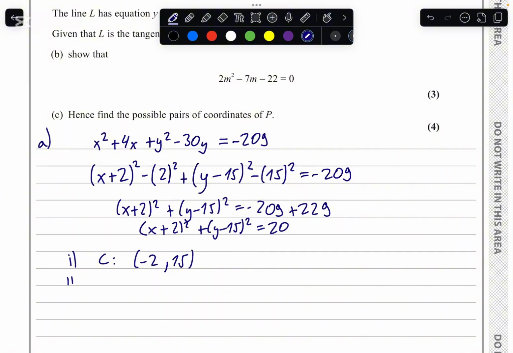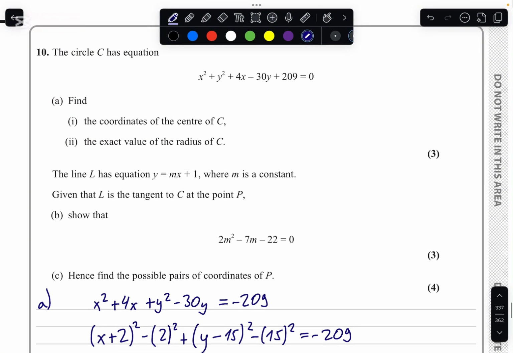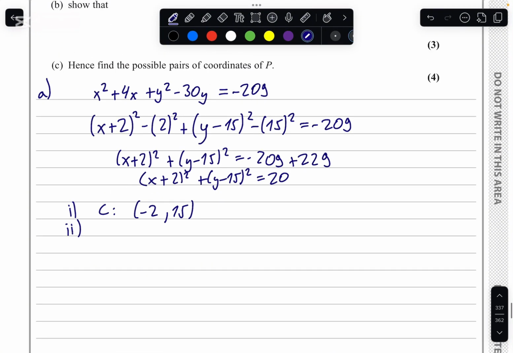And the radius, as asked in part II, is always the root of this number here. So in this case, it's root 20.